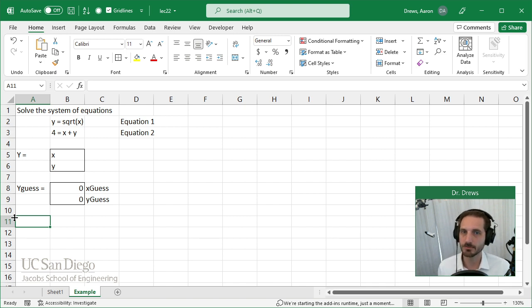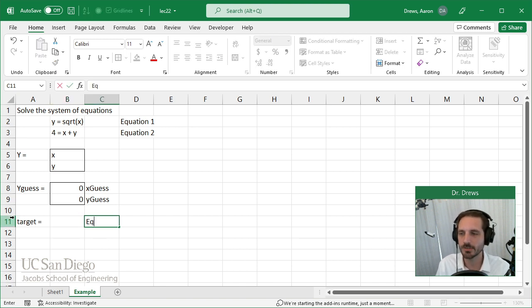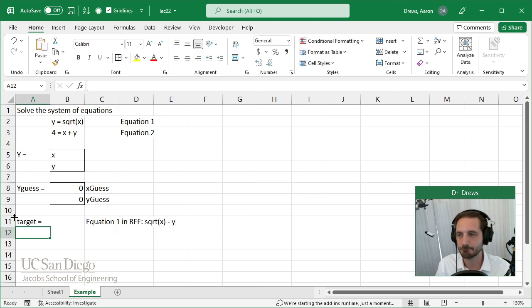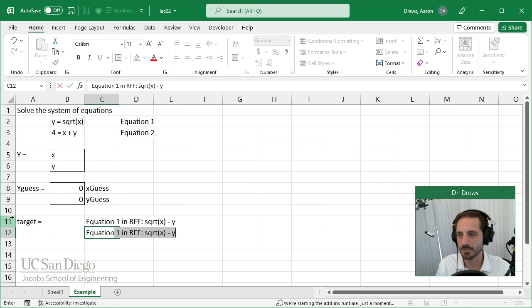The next thing we're going to do is that target matrix, or target, I should say, vector. The target is going to be a column vector of our two equations. So the first one is going to be our equation 1, but it's going to be equation 1 in root finding form. So we're going to rearrange this to say square root of x minus y. And similarly, our second one is going to be equation 2 in root finding form. So this is going to be x plus y minus 4.